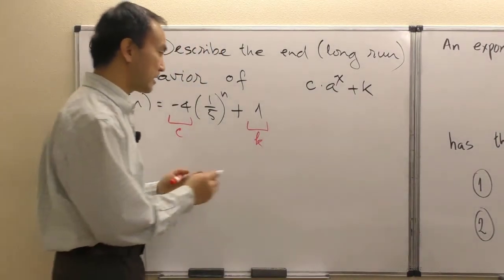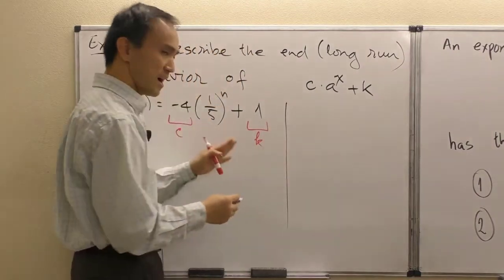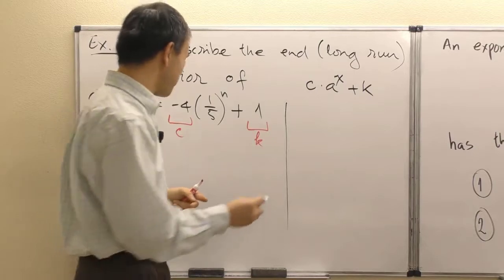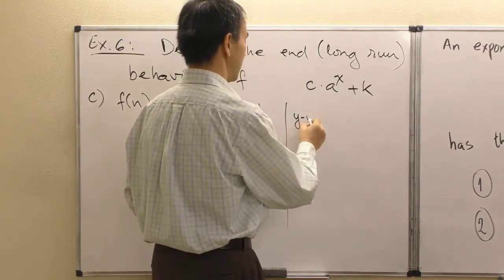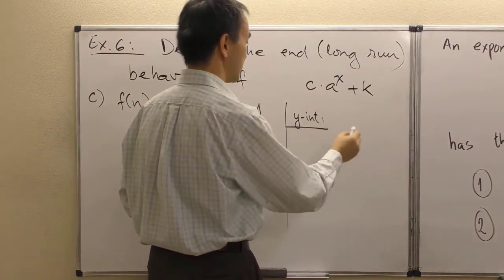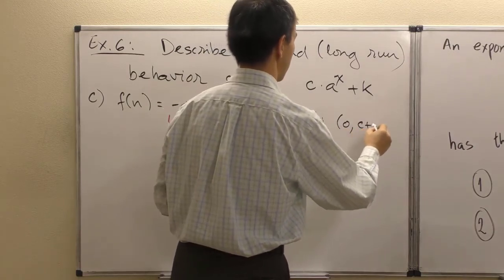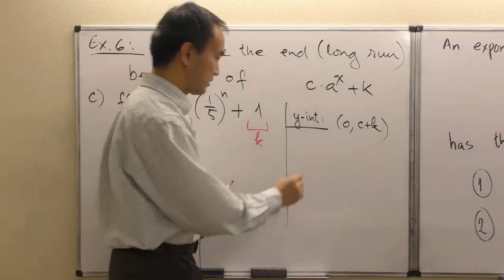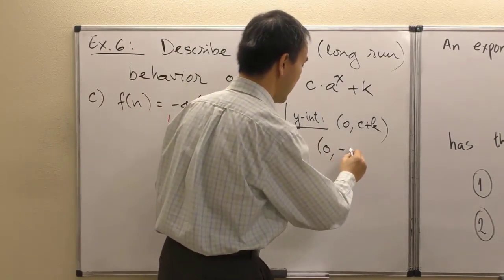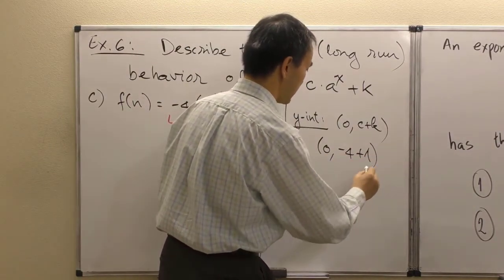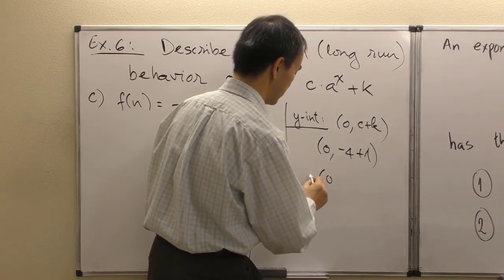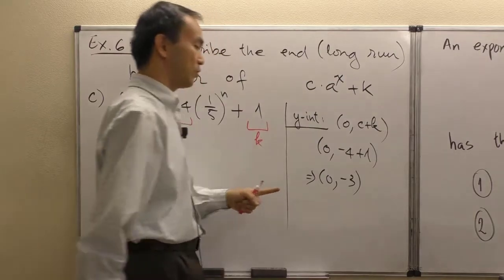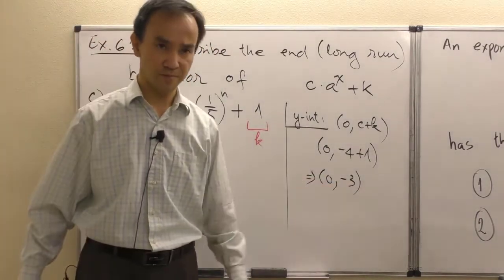All right, so immediately now we can draw out the following information regarding the two major characteristics. Y-intercept is at 0, c plus k. C is -4, k is 1. And so now that means we're looking at 0, -4 plus 1, which comes down to 0, -3. We have a y-intercept at 0, -3.